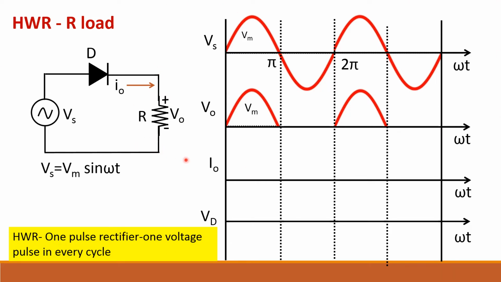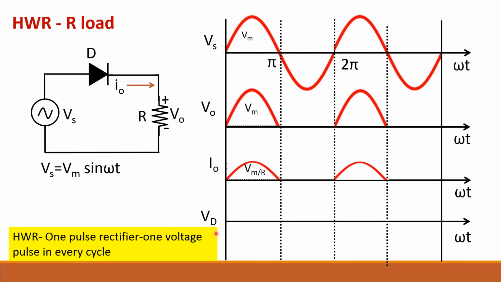Now to draw I0, so what is I0? This is a resistive load, so it is very simple. Apply Ohm's law. I0 is equal to V by R. So we will get Vm by R magnitude, but the waveform shape will be the same. Only magnitude will change. This is applicable only in case of resistive load.